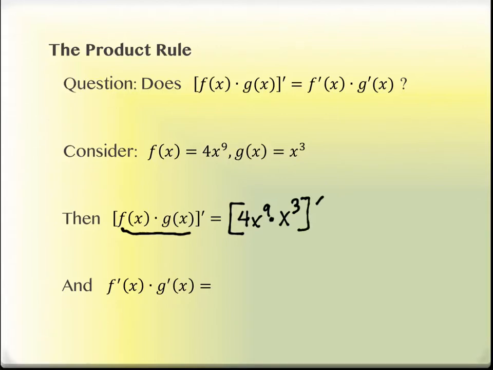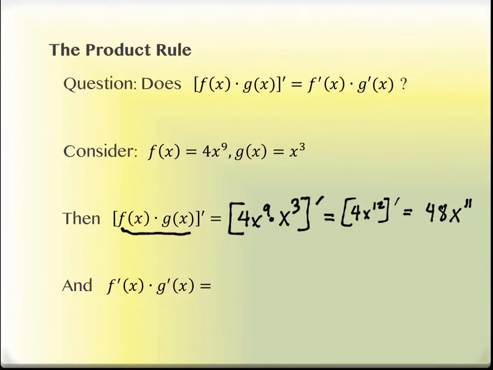So what's 4x to the 9th times x cubed? Good, 4x to the 12th. And then from what we did before, the simple derivative of 4x to the 12th would be what? Fabulous, 48x to the 11th. And this is really the derivative of this product, because we did the product first and then we did the derivative. Now we're going to take the individual derivatives of f of x and g of x, and then find their product, and see how that lines up with what we just did, which should be the answer I'm getting.